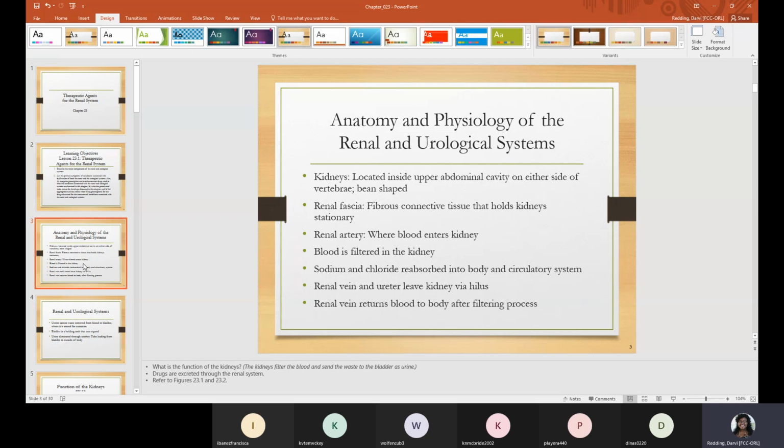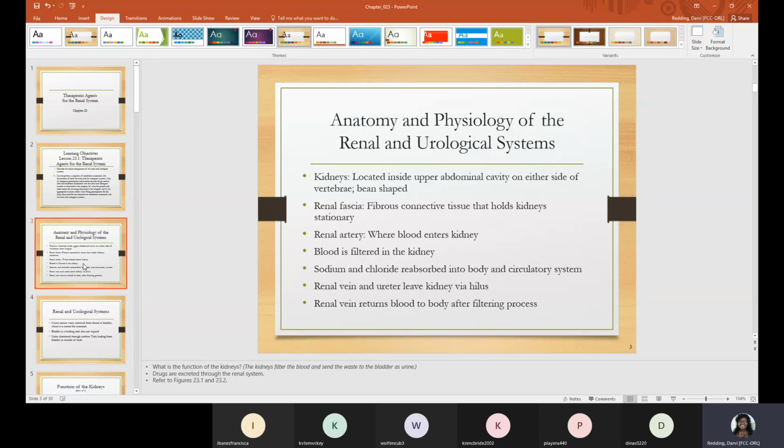That's why, when you see actual kidney beans, it's that shape. So again, we're talking about the renal area. The renal fascia is a fibrous connective tissue that holds the kidney stationary. Inside of your kidneys, you have arteries, and the renal artery is where the blood enters the kidneys.